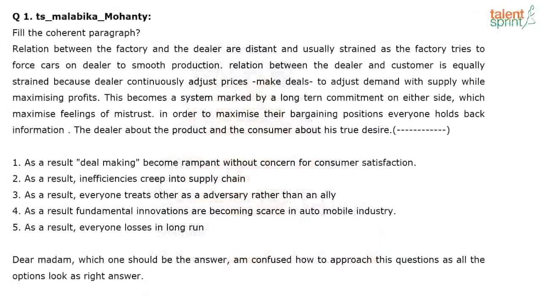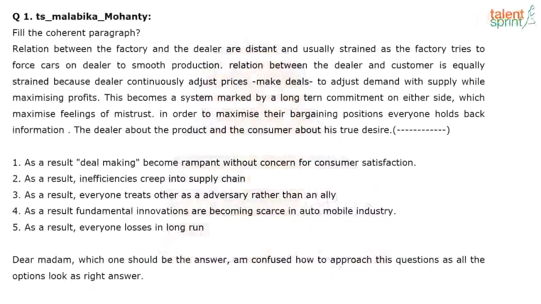What do you understand by that? Even if it's a new and unfamiliar word, use context clues and tell me what the meaning can be based on the context. In the context, "as a result, deal making becomes rampant without concern for consumer satisfaction," which means they're saying deal making is widespreading, right? Rampant means something that cannot be controlled. Spreading, yes, right? Widespreading. So deal making becomes rampant without concern for consumer satisfaction.